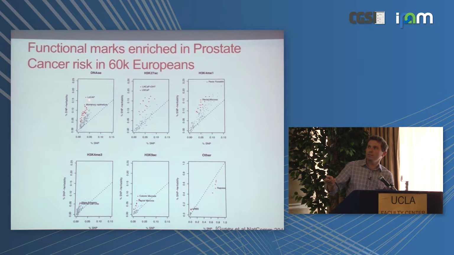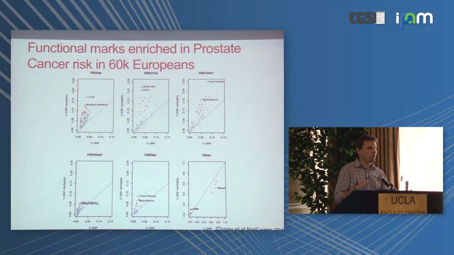But every now and then you see one of these functional elements that has an overrepresentation of variance in this variance components model. And this will be an indication that the causal variants tend to colocalize in regions that are marked, in this case, by DNase in LNCaP, which is a prostate cancer cell line. So that makes a lot of sense biologically, right? Same thing with the acetylation.